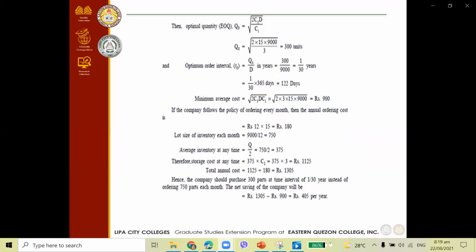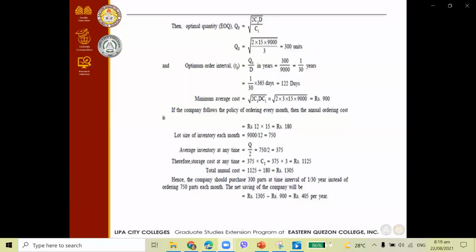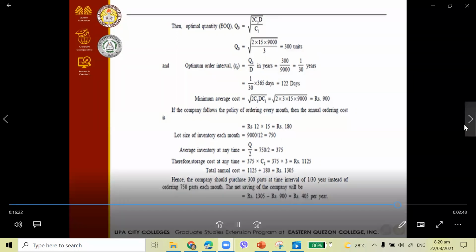To get our optimum order interval, we divide the optimal quantity by the number of units to be purchased in a year. So 300 units divided by 9,000 equals 1 over 30 years. To get our interval in days, we multiply 1 over 30 times 365 days, equals 122 days. So we have the optimum order interval of 122 days.